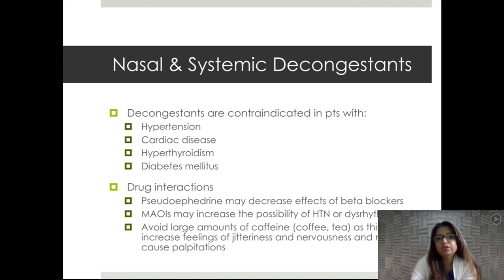Drug interactions include pseudoephedrine, which may decrease the effects of beta blockers. MAOIs may increase the possibility of hypertension and dysrhythmia. Avoid large amounts of caffeine and tea, as this may increase the feeling of jitteriness and nervousness and may cause palpitations.